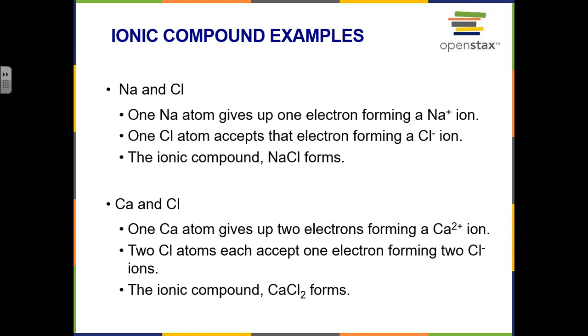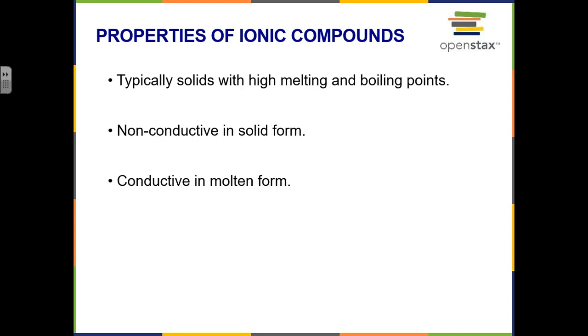Now, if we look at the next example, you have calcium and chlorine. And one calcium atom gives up 2 electrons that forms a calcium 2+ ion, which we should have seen the example earlier of how it's willing to give up those 2 electrons to form the calcium 2+. Then you have 2 chlorine atoms, each accepting 1 electron, forming chloride ions. The ionic compound calcium chloride then forms.